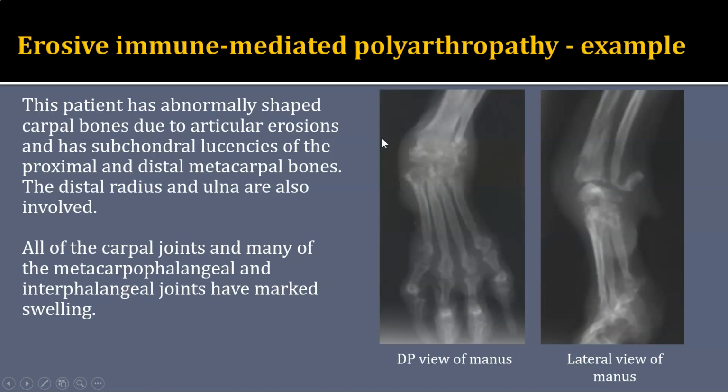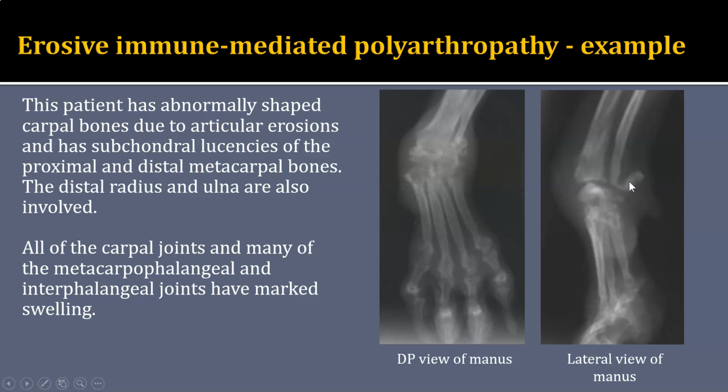This is the same patient DP view, but this slide also includes the lateral view. And on the lateral view, I think we can see that there is marked swelling that is extracapsular and intracapsular on all of those carpal joints. Now I think we can also see some changes in the distal radius. Some of them are kind of subchondral cystic lucencies, but some of it is even a little bit of periosteal reaction, some sclerosis, and some coarse trabeculation.